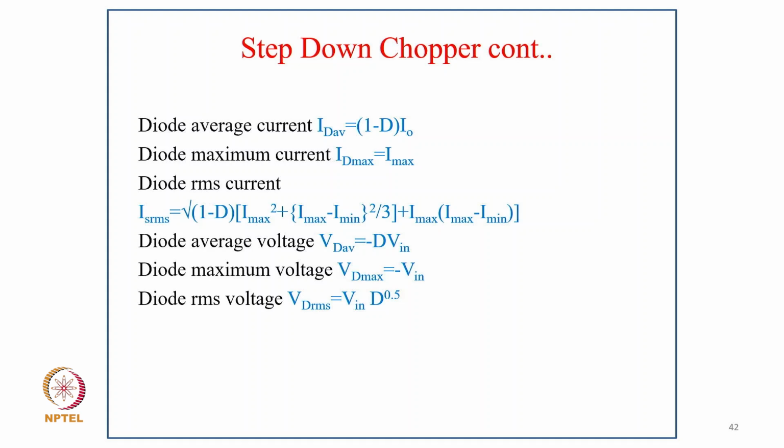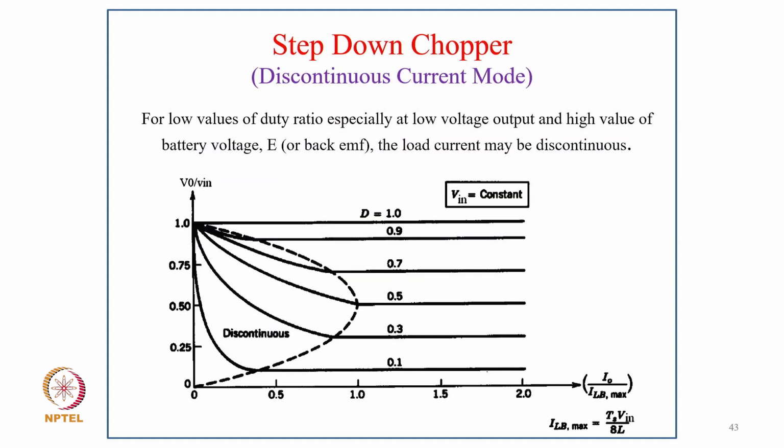So diode RMS current will be I S RMS under root (1 minus D) times (I max square plus I max I minimum plus I minimum square) by 3, where I max minus I minimum. So diode average voltage will be V D average equal to minus D V in, and diode maximum voltage V D max is minus V in, and diode RMS voltage will be V D RMS equal to V in under root D.